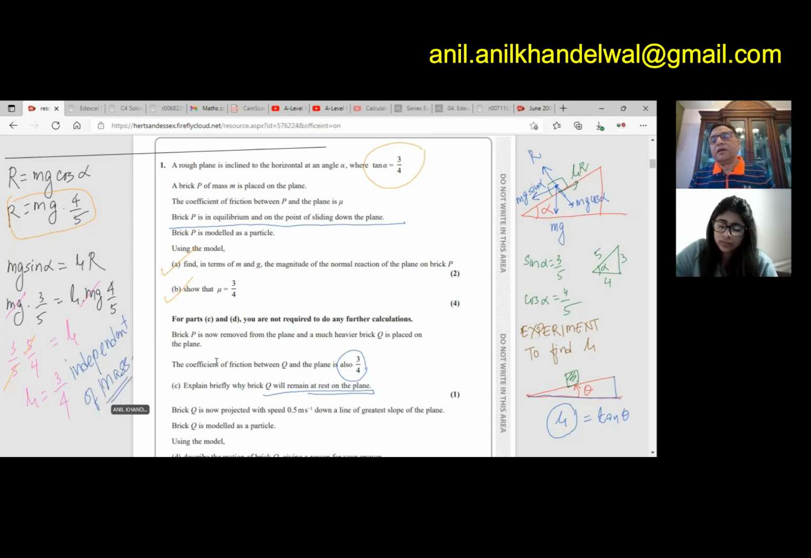It is independent of mass because the heavier the body, the greater the friction, mu R. So it will still be equating to the same ratio, so it will still be in equilibrium in exactly the same position.